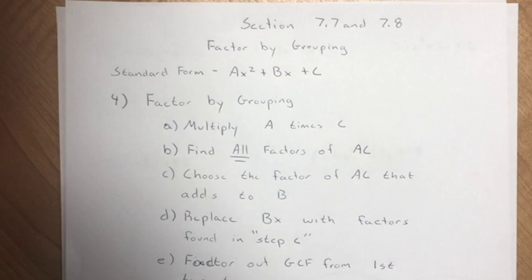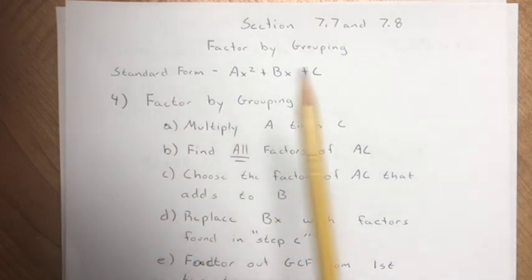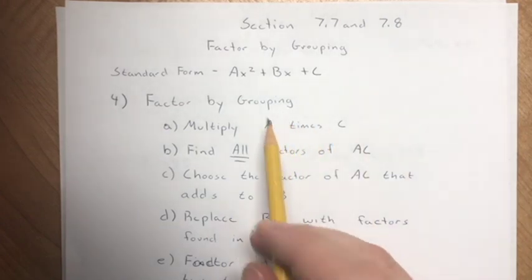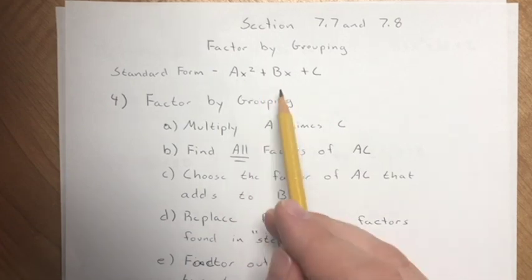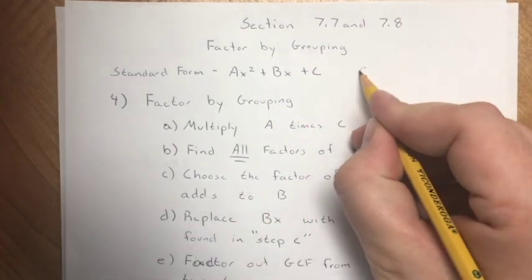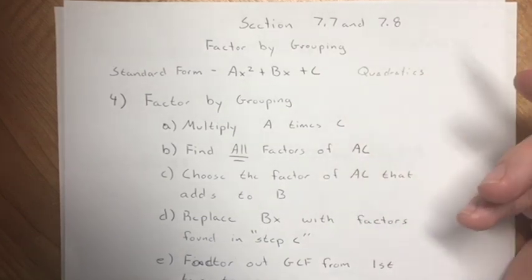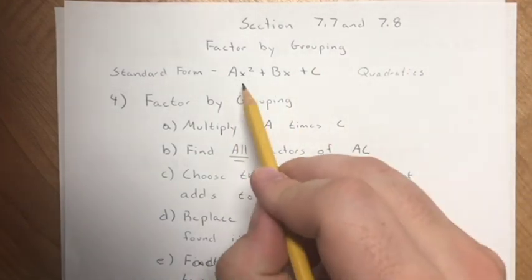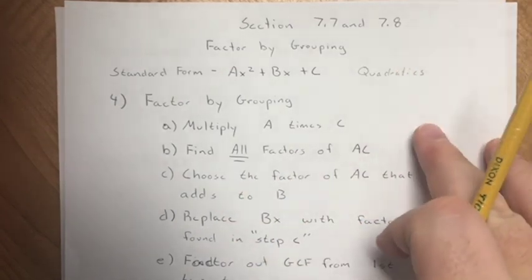Section 7.7 and 7.8, where I'm combining these two sections, and what we're doing is called factor by grouping. Just to do a quick review, recall that a standard form is always written from highest degree to lowest degree, and we're going to be working with this particular standard form, ax squared plus bx plus c. This is what we deal with when we're working with quadratics, which we're going to be doing a lot more in the very near future. But this is the basic standard form equation of a quadratic, and that's what we're working with today.